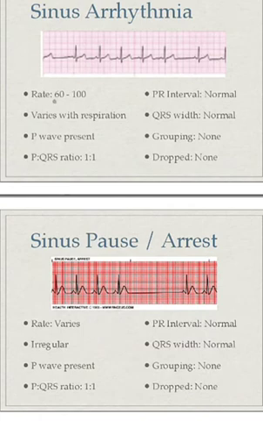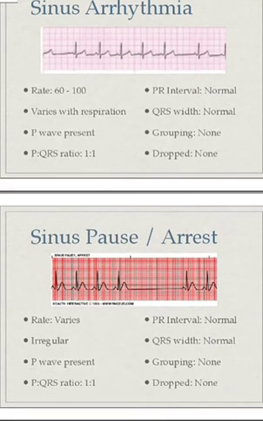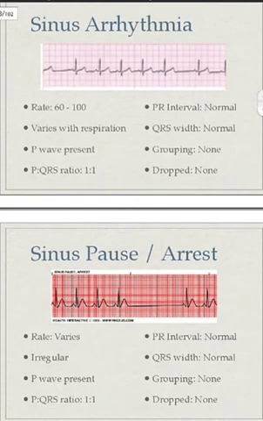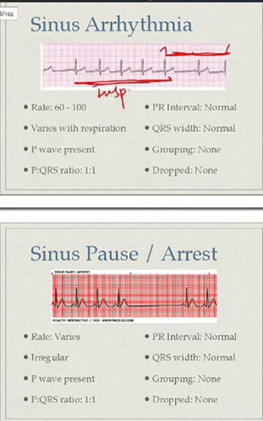When the patient is taking breaths, you will find a slightly different rhythm. Here you can see that in these ones, the sinus rate is approximately the same. P wave is present, P to QRS ratio is 1, PR interval and QRS are normal. The only difference is that from here to here, the patient is inspiring and the rate is more, and then here the patient is expiring. So the inspiration rate becomes more, and on expiration the rate decreases.